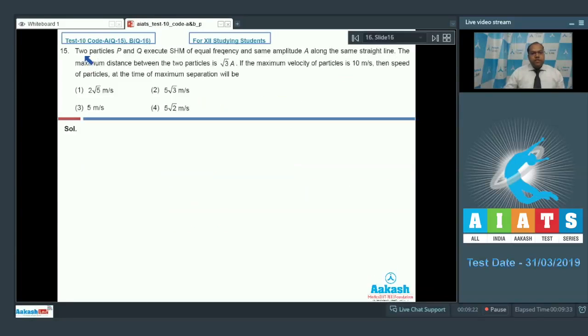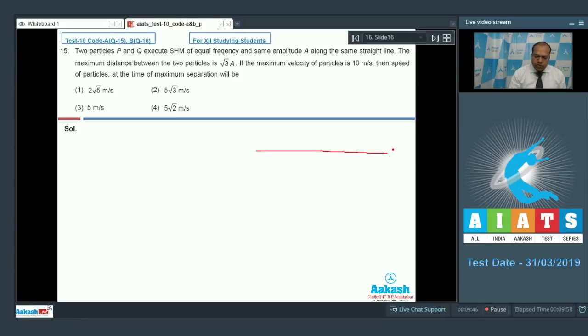In question number 15, two particles P and Q execute SHM of equal frequency and same amplitude A along the same straight line. The maximum distance between the two particles is root 3 A. If the maximum velocity of the particle is 10 meter per second, then the speed of the particle at the time of maximum separation will be. So if I draw the phasor diagram, let's understand the situation.